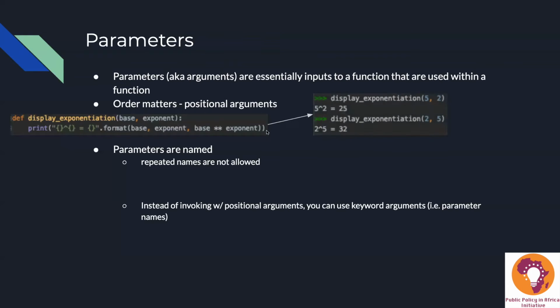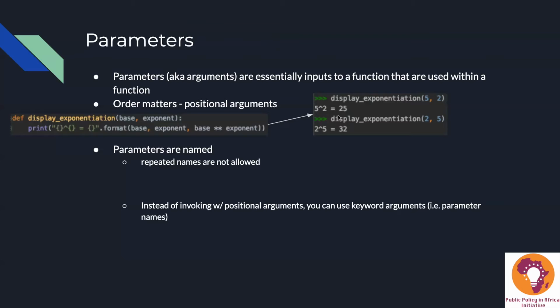So now when I call display exponentiation, in this case, I'm passing 5 as my first argument. So that means this is going to be for base. And then I'm passing 2 as my second argument. So that's going to be for exponent. And then we see that 5 is substituted for base here. So we'll see the 5 in this part right here. And then 2 is substituted for our exponent. So we'll see the 2 in that part of our string. And then we actually do the exponentiation. So this would be 5 to the power of 2. And we output 25 there, because 5 squared is 25.